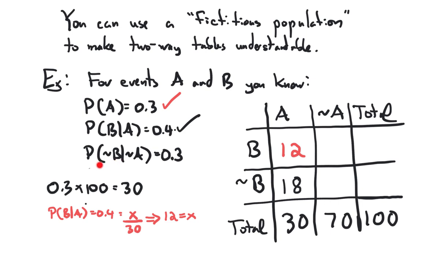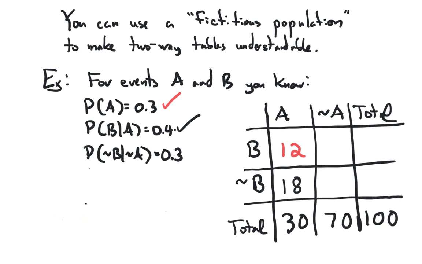The population of not B given not A. Maybe pause the video and see if you can use this last bit of information to fill in the rest of the table here. So give that a go. Pause the video now and try that. Okay, now that we're back, let me erase this stuff just to make a little more room.